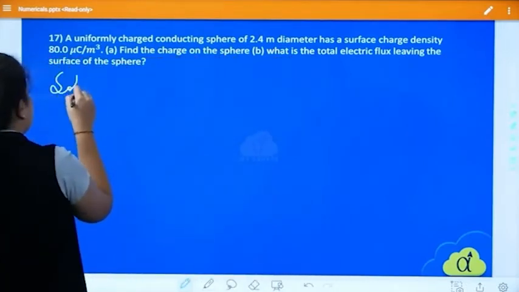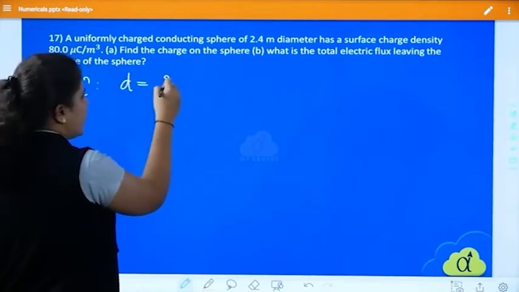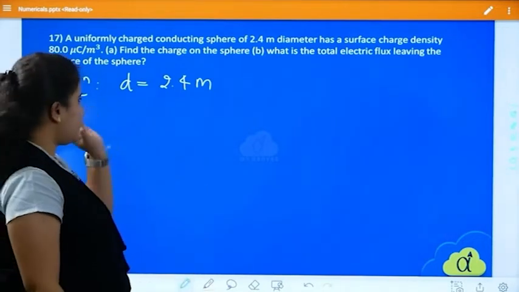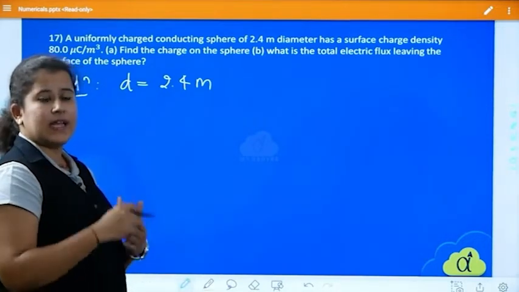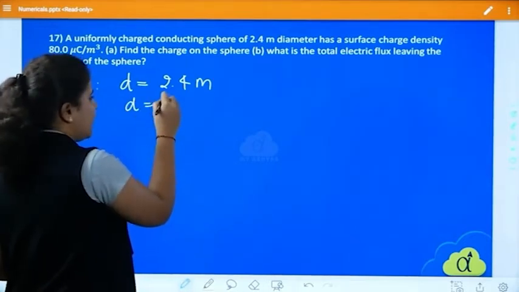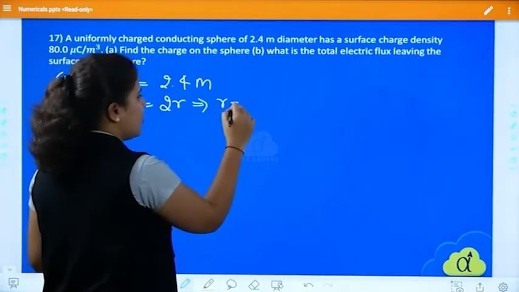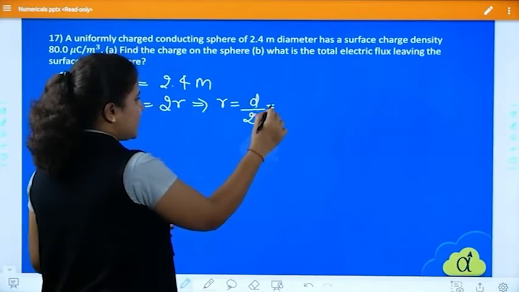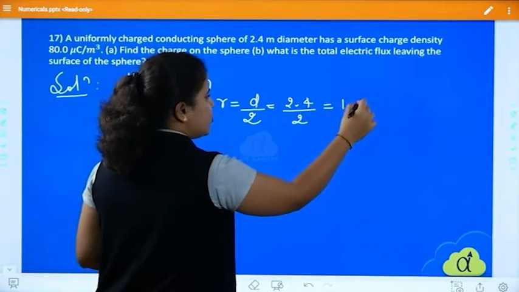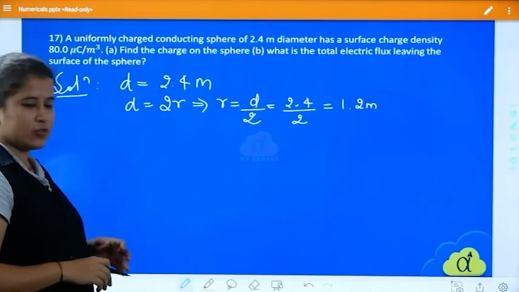In the first case they have given me the diameter, D is equal to 2.4 meters. We have learned that the diameter is nothing but 2 times the radius, so D is equal to 2R. If I want to know R, then R is equal to D by 2. D is 2.4, divided by 2, and I'll get around 1.2 meters. This is nothing but the radius. R is equal to 1.2 meters.